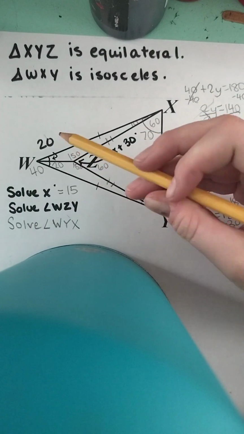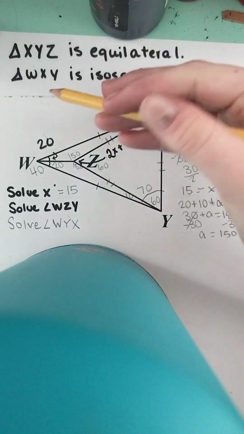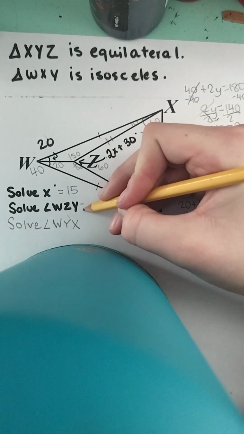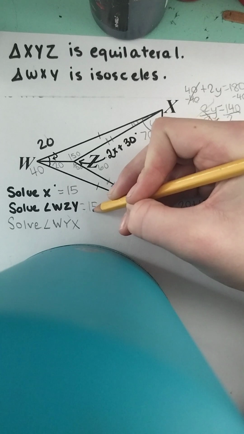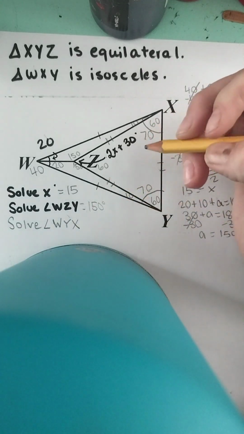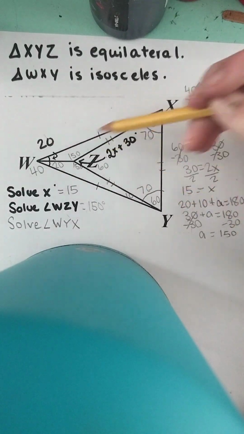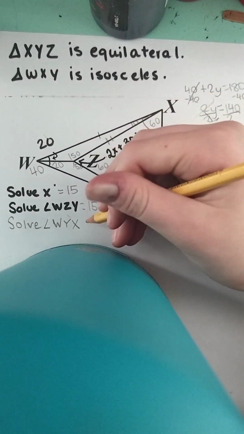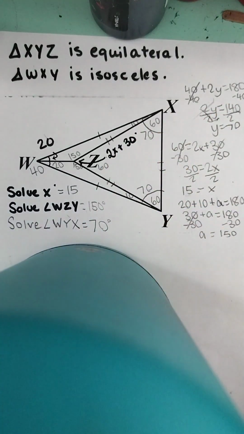And so the measure of the angle WZY is going to be 150. The middle letter is the one we're looking at to find the angle. And then also WYX equals 70 degrees.